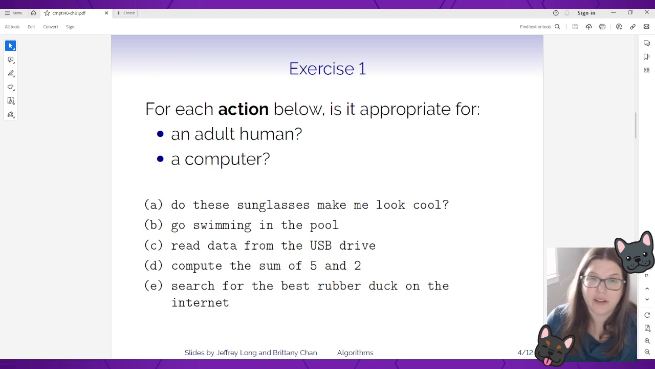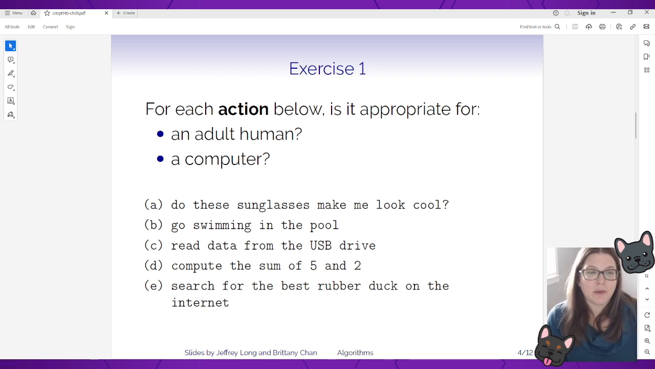And truly, who's qualified to make that opinion call or that judgment call? Not me. Maybe you can make the argument that you would be. But at the end of the day, it's not an appropriate action for an adult human or a computer when we're talking about it in the context of algorithms, because it's not imperative.